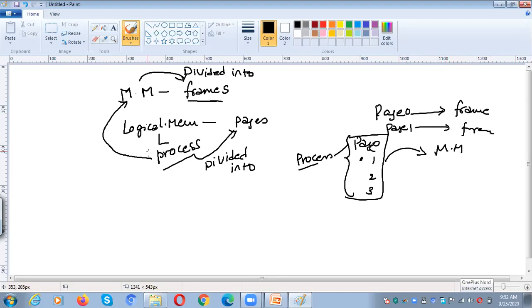Did you get my point? The entire process, which is called logical memory, is divided into pages, process pages. Whereas the main memory is divided into frames. In order to run your process, what you need to do? You need to keep your pages into the frames. Each and every page you need to keep in a frame.